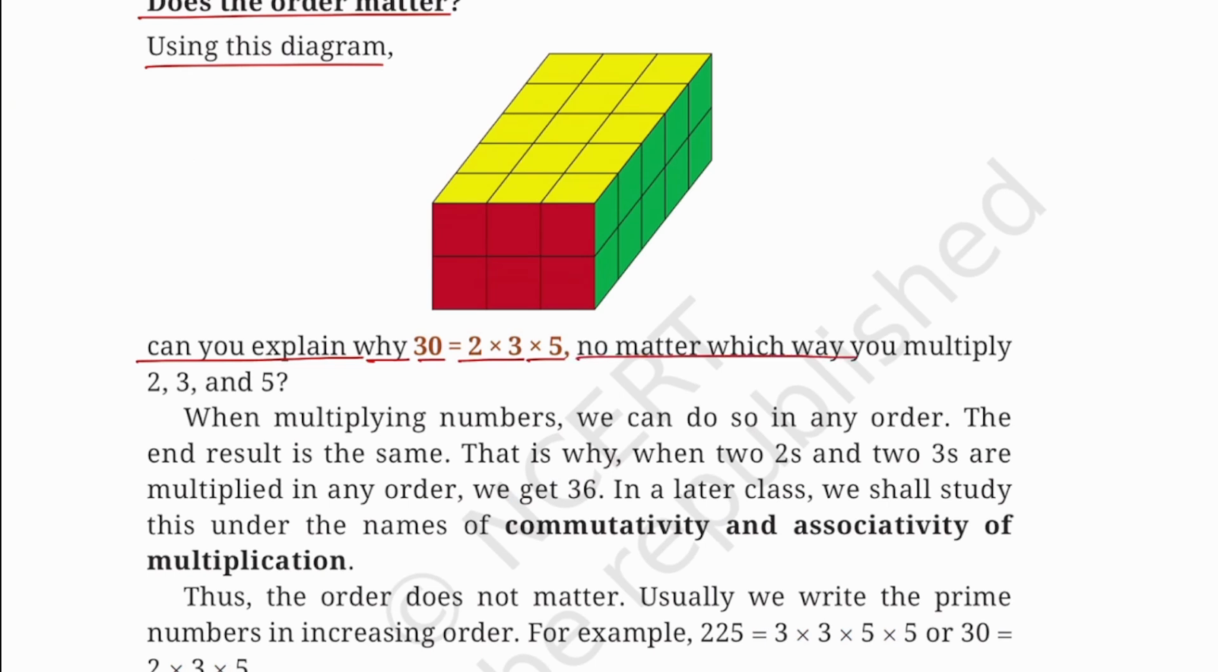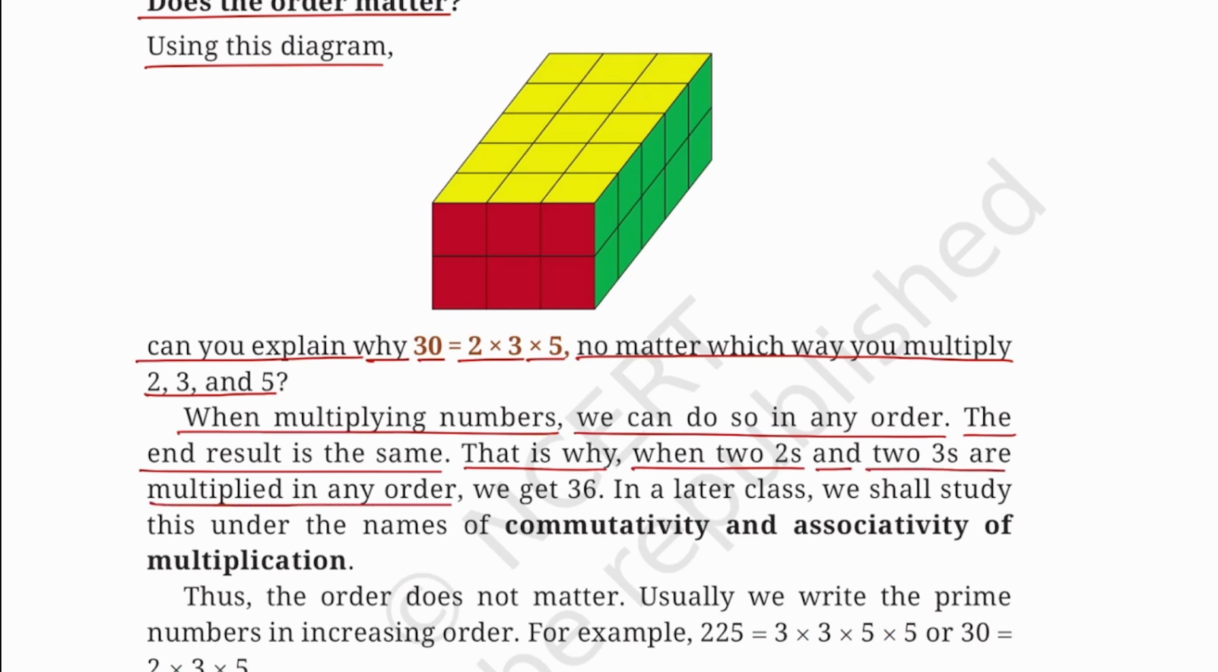No matter which way you multiply 2, 3 and 5, when multiplying numbers, we can do so in any order. The end result is the same. That is why when two 2's and two 3's are multiplied in any order, we get 36. In a later class, we shall study this under the names of commutativity and associativity of multiplication. Thus, the order does not matter.